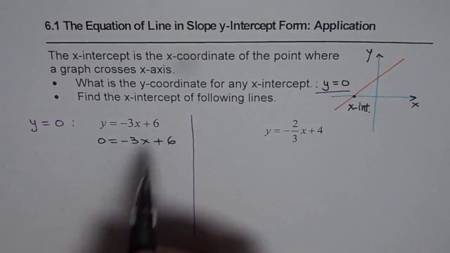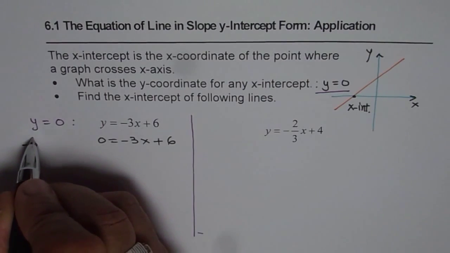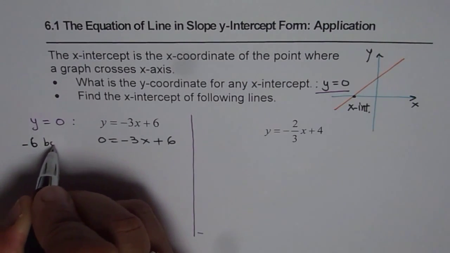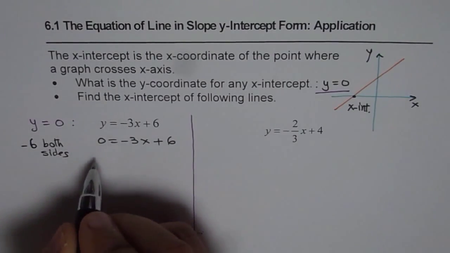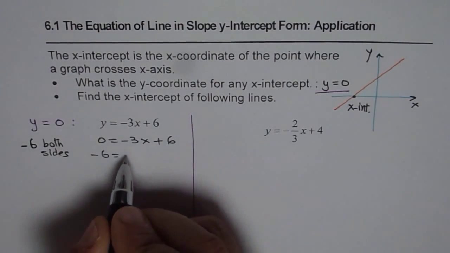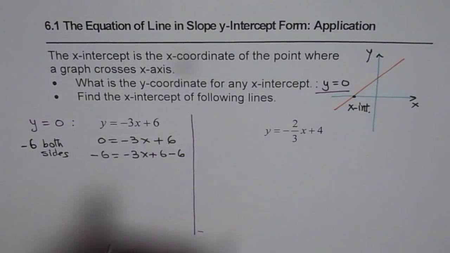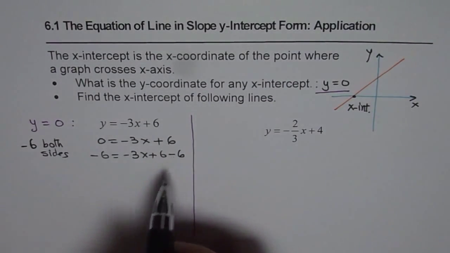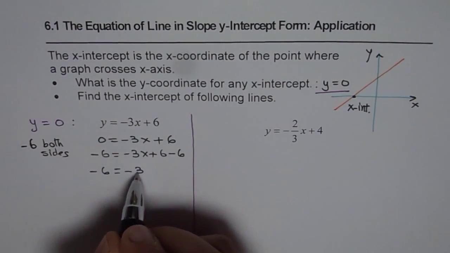Now at this stage we can do minus 6 on both sides. So what do we get? We get minus 6 equals minus 3x plus 6 minus 6. Now plus 6 minus 6 simplifies to 0. So we get minus 6 equals minus 3x.